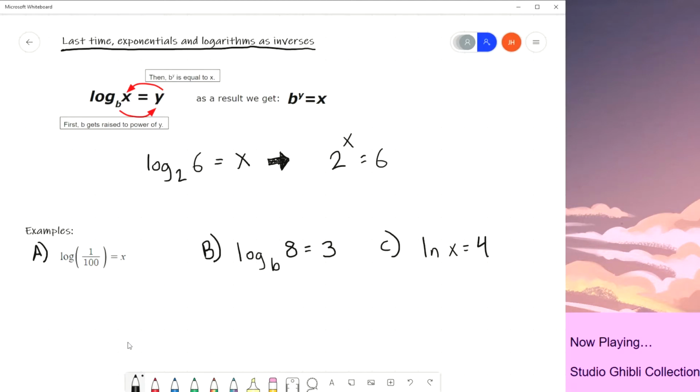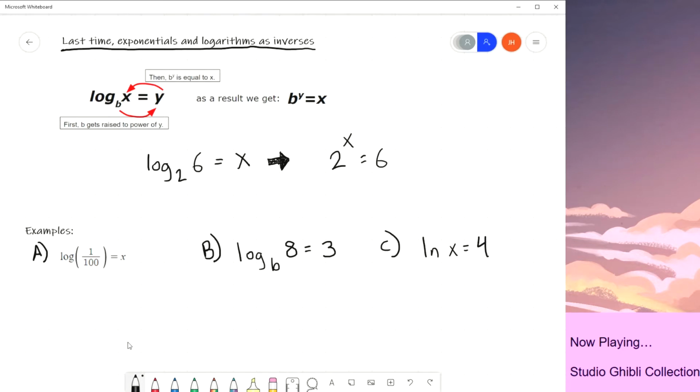So as a little quick recap, when we have a log, for example, log base b of x equals y, what we saw was that I can undo this log in order to understand what it means. What is the log talking about? So the way I would do it is using this little decoder ring that I've drawn here. First, the base of the log gets raised to the power of what the log is equal to. And then that b to the y should be equal to the inside of the log. So as a result, we get b to the y equals x.